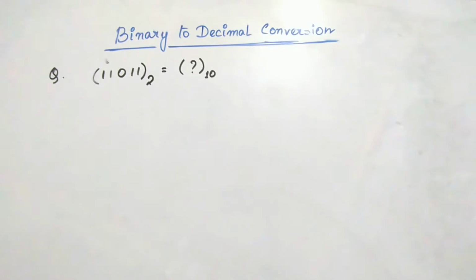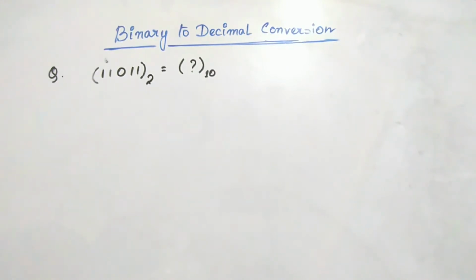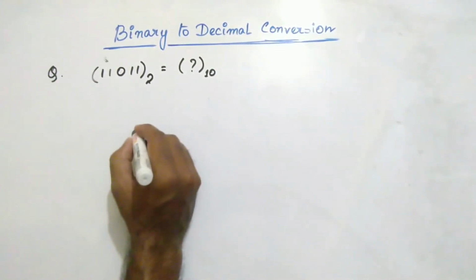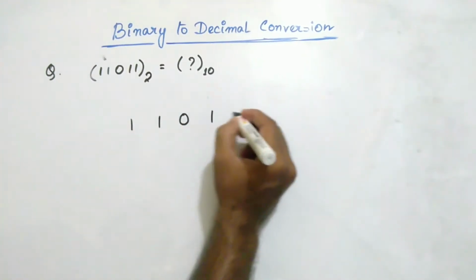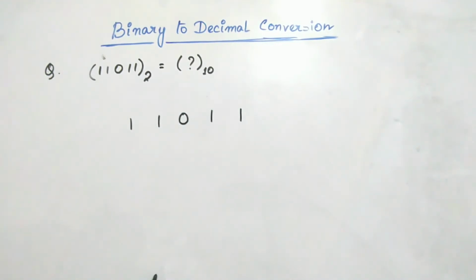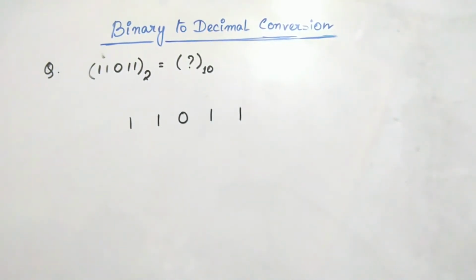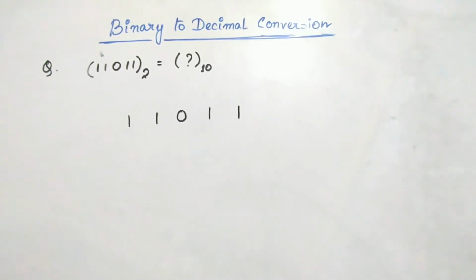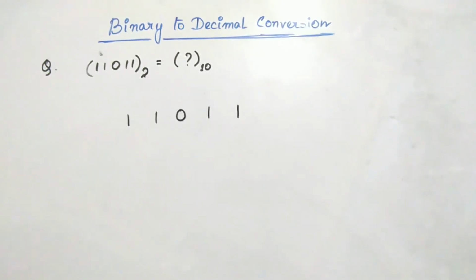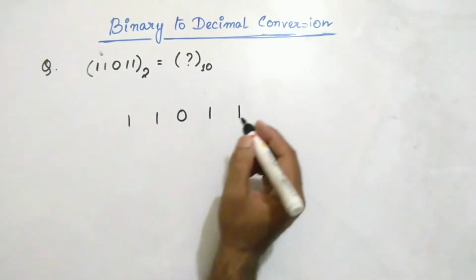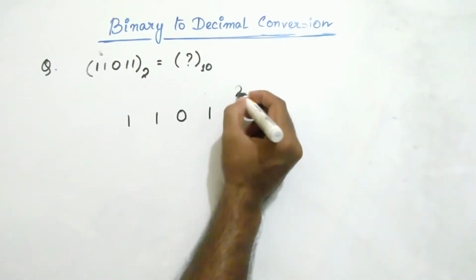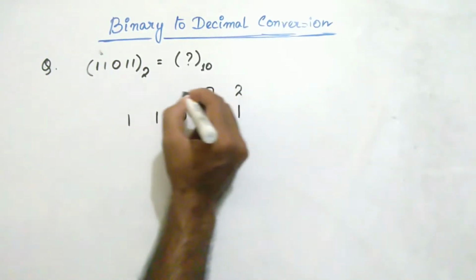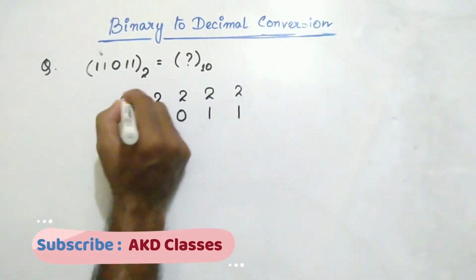Now to illustrate this, we have taken one example, 11011. We are going to convert this binary number into its equivalent decimal format. So first of all, we are writing the binary number 11011, and since it's a binary number, the positional weight should be 2 raised to the power. So we are writing just 2.